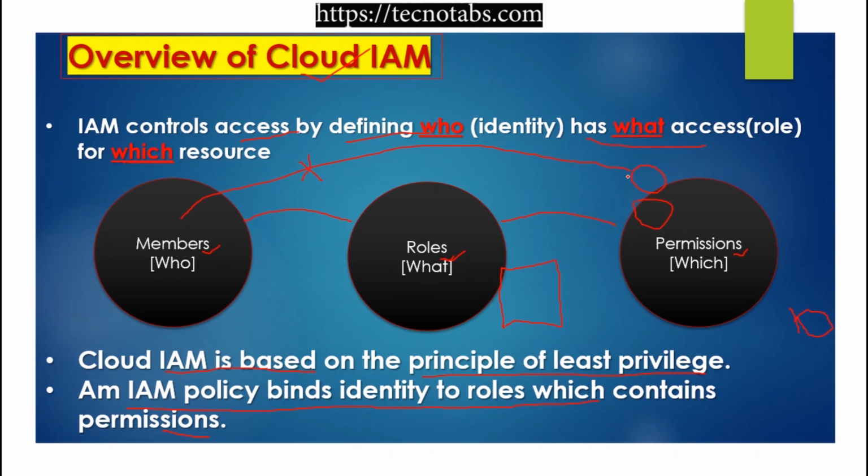Let's say that these resources are your VMs that are running on GCP, and they have a financial application. So you create a role for financial applications, and in this role you define what permissions you want to give, such as read permission and write permission. You just mention it in this role and you assign that role to the member. So the members cannot directly go to the resource; they have to go through roles to see what access they have to perform any action on this particular resource.